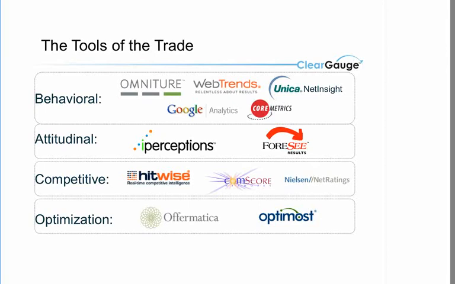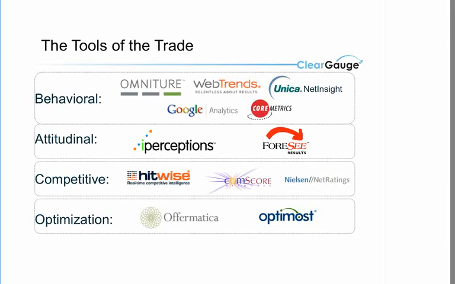If you need to get attitudinal data, intercept surveys are offered. The tools to do these are offered by companies like iPerceptions and 4C Results. Definitely more companies do this, but these are just a couple of the big names out there. If you want to gather competitive data to add to your data set, you might be able to get that from Hitwise, ComScore, or Nielsen Net Ratings.